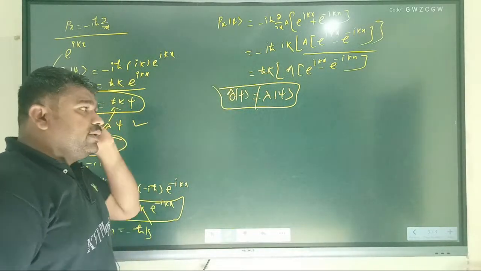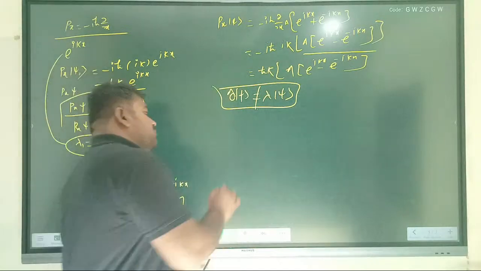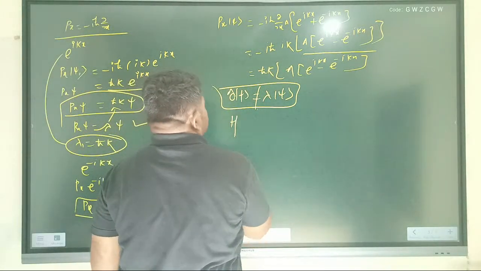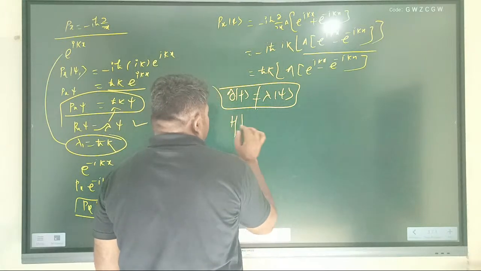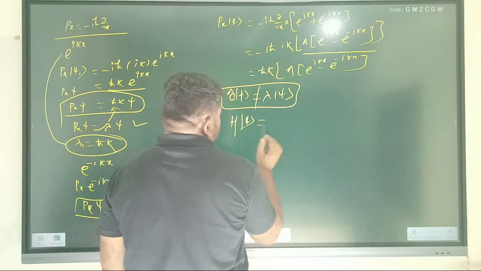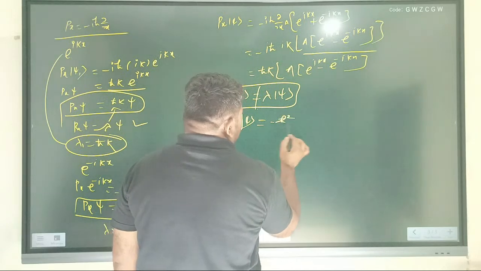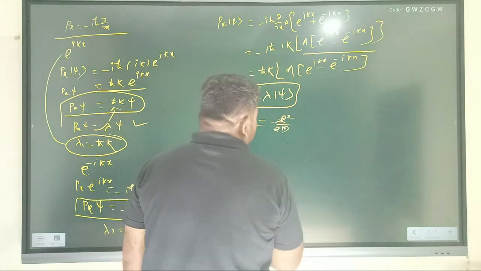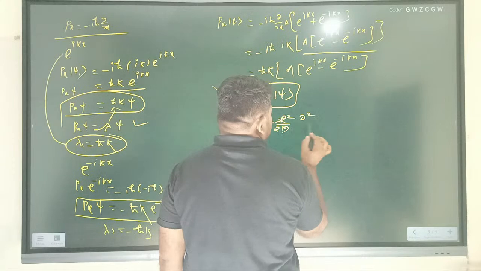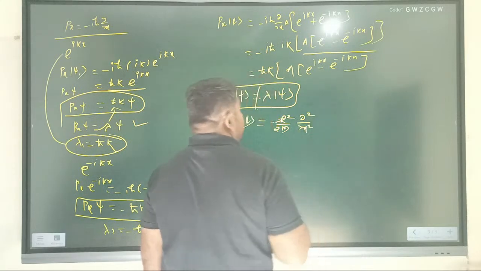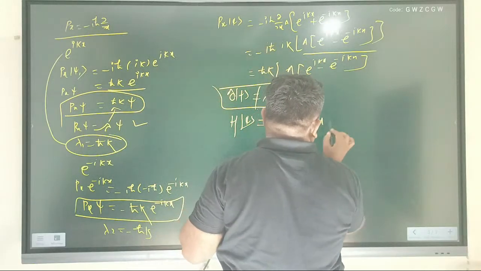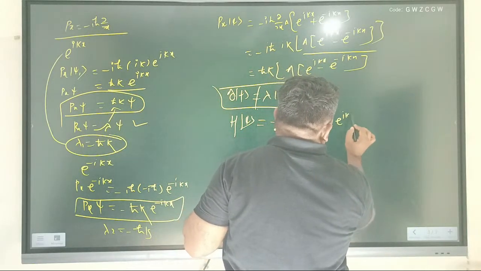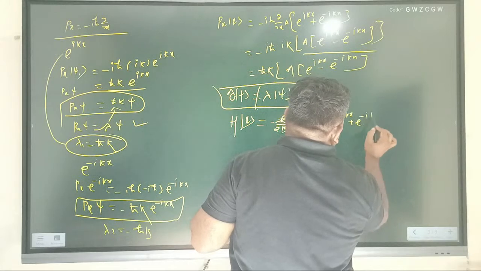Okay, clear? Now second one, sometimes they ask whether this is an eigenfunction of the Hamiltonian or not. H psi is nothing but minus h cross square upon 2m, take the double derivative, dou square upon dou x square, into psi. What is the value of psi? Psi is equal to a e to the power ikx plus e to the power minus ikx.